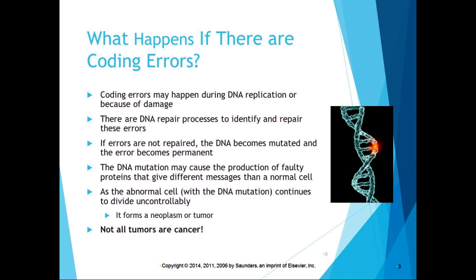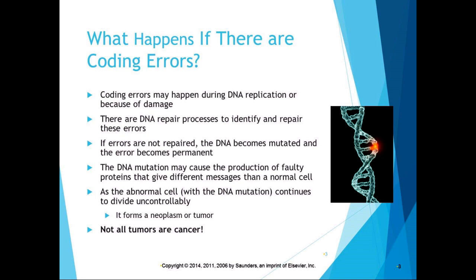So the DNA mutation can cause the production of faulty proteins that give different messages than a normal cell. We know that DNA is copied to RNA, which is then decoded on the ribosomes and made into proteins, and the proteins go out and do all the structural and functional things that our body needs. So if we have a faulty protein, that could be a problem.